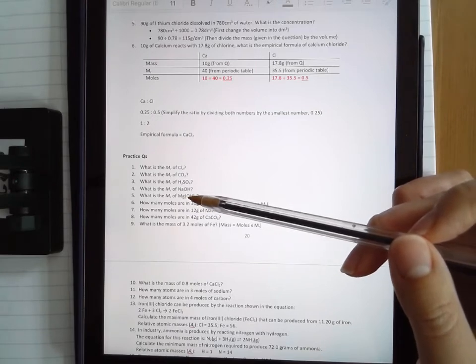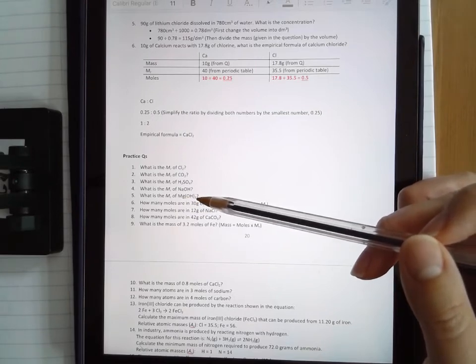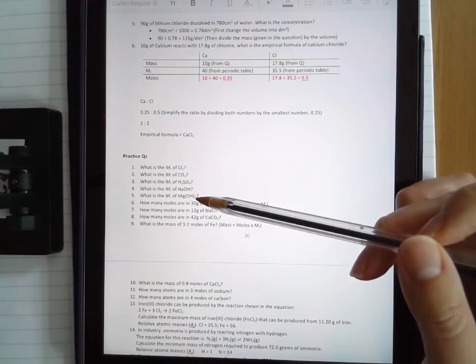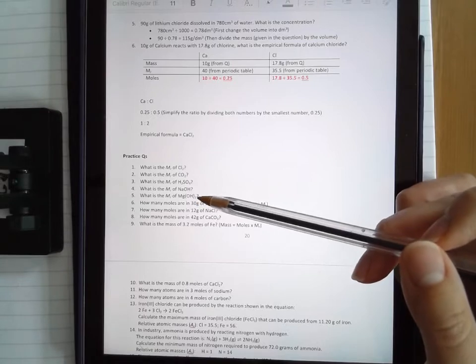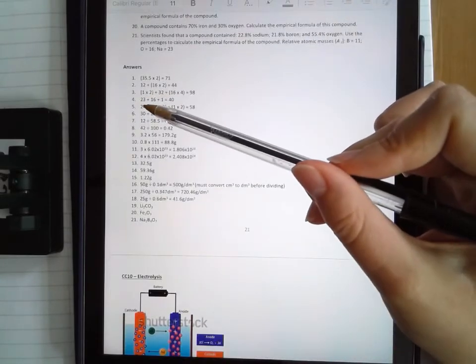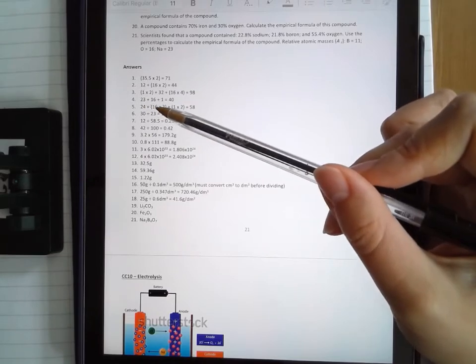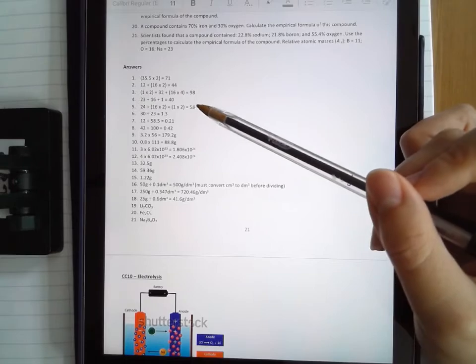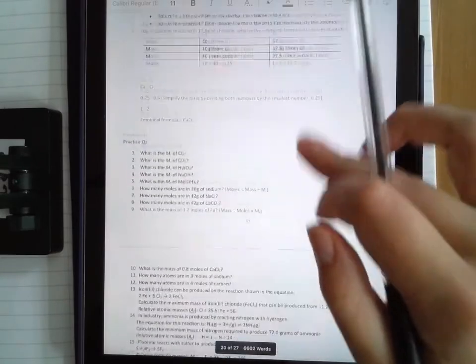The oxygen is inside the bracket, so I do multiply it by 2. I've got 2 oxygens. The hydrogen's inside the bracket, so I do multiply by 2. I've got 2 hydrogens. So the bracket means multiply just like it would in maths, okay? So that means you've got 1 magnesium, which is 24, 2 oxygens, so it's 16 times 2, 2 hydrogens, so it's 1 times 2, and that gives you a total formula mass of 58, okay?